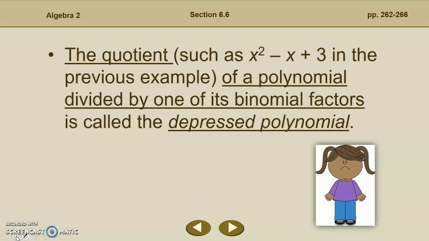The quotient, that x squared minus x plus 3, of a polynomial divided by one of its binomial factors is called the depressed polynomial. I've been using that term from the beginning, so that shouldn't be anything new. Depressed just meaning reduced, in a reduced form.